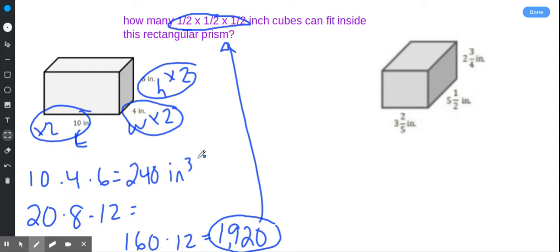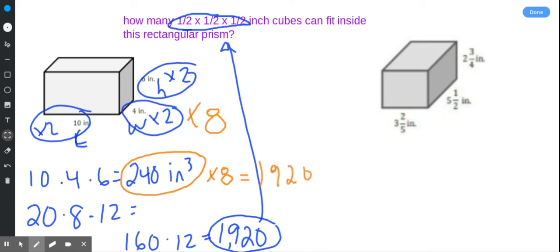The other thing you could do is if you already found the volume right here, then all you have to do is say, okay, that is times 2 times 2 times 2, and 2 to the third power. 2 times 2 times 2 is times 8 altogether, right? 2 times 2 times 2 is really multiplying everything times 8. So if you're taking this volume and you're multiplying it by 8, which is 2 times 2 times 2, then that would come out to be the same 1,920. So it's two different ways.